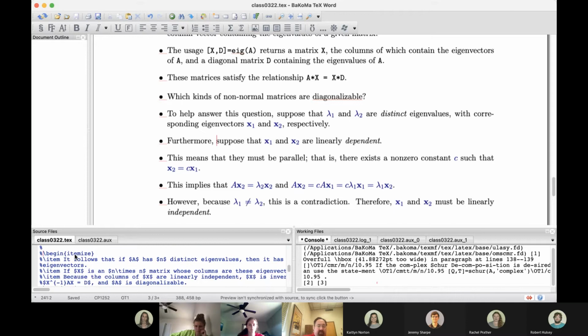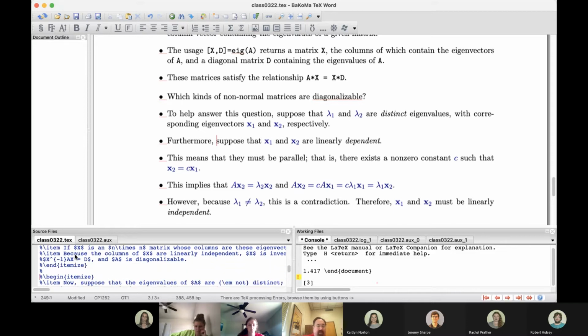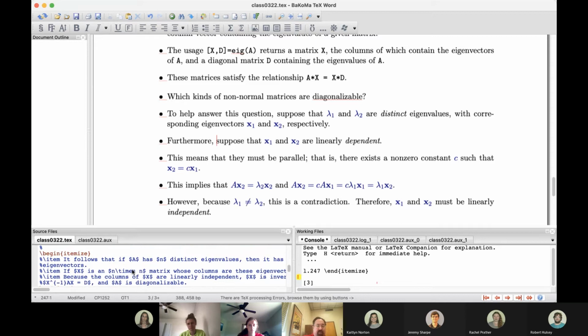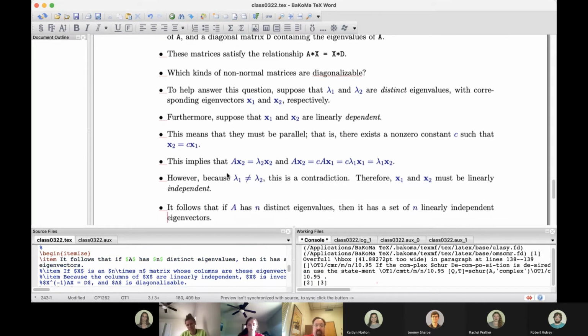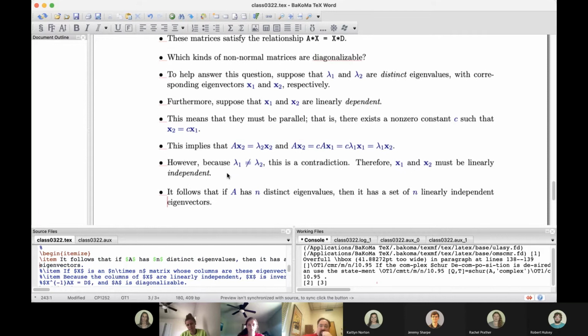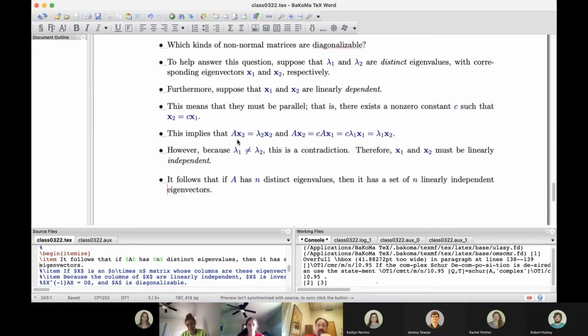And this argument can be extended to any number of eigenvectors. That's actually one of the explorations in this section. Here I did it for two vectors, but it can be proven in a more general case. If you have any number of eigenvectors of distinct eigenvalues, they must be linearly independent. So if a matrix A has all distinct eigenvalues, all n of them different, then A has n linearly independent eigenvectors.